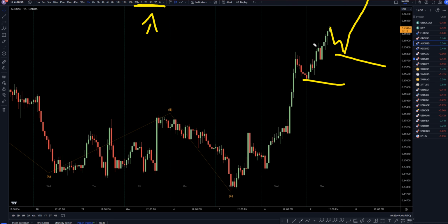So definitely looking for longs at the end of these ABC pullbacks. Definitely looking for an ABC correction to go long. I definitely wouldn't go long now. I would only go long on pullbacks like this and like this. But if it does give us a nice pullback, I will definitely continue to look for longs in an uptrend.